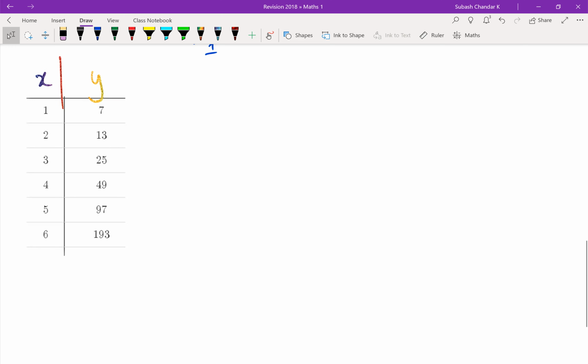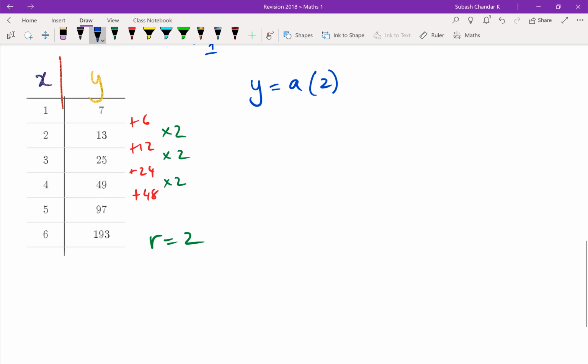Give me one more second. Okay, so for the next table we got plus 6, plus 12, plus 24, plus 48. So we can see that everything is getting doubled, so r is equal to 2. So we can write y equals a times 2 to the power of x plus c.